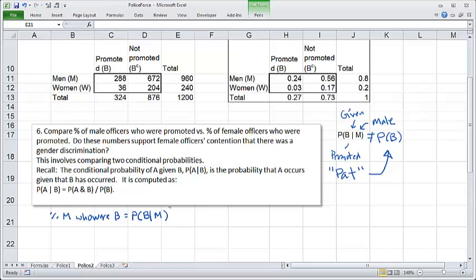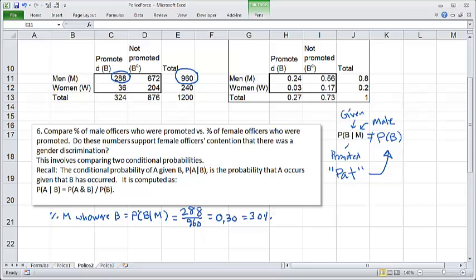And there is a formula for getting a conditional probability, but first let's just use the counts. We could ask, how many men were there? 960 men. And out of that, how many were promoted? Well, 288 of them. So we could just divide one by the other: 288 promoted men divided by the total number of men, and that is 0.3 or 30%. So 30% of the men were promoted.